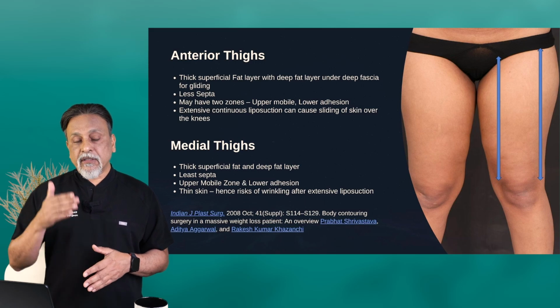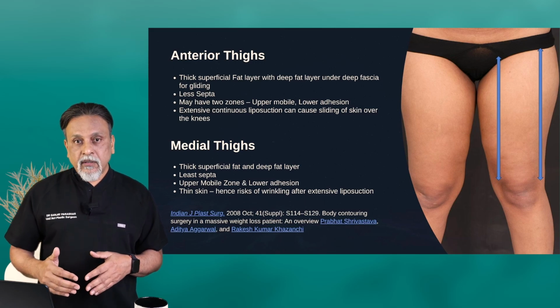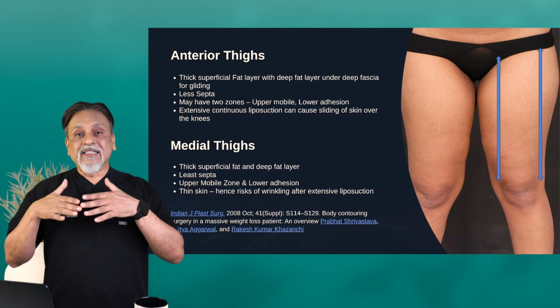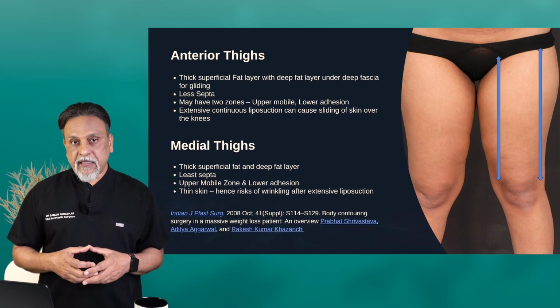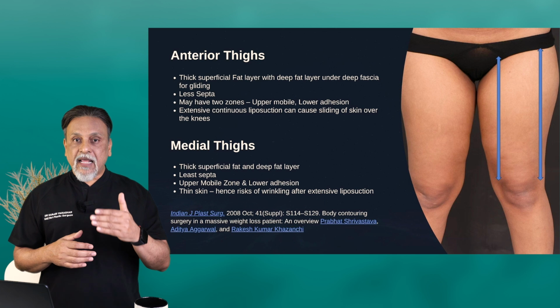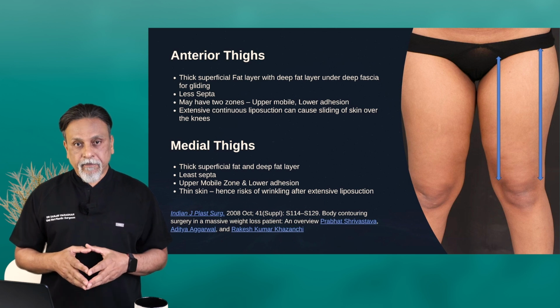If you do liposuction continuously all over the anterior thigh, the thigh may just glide and slide down, causing a lot of excess skin over the knee. That's why you need to do compartmentalized liposuction in the anterior thigh.